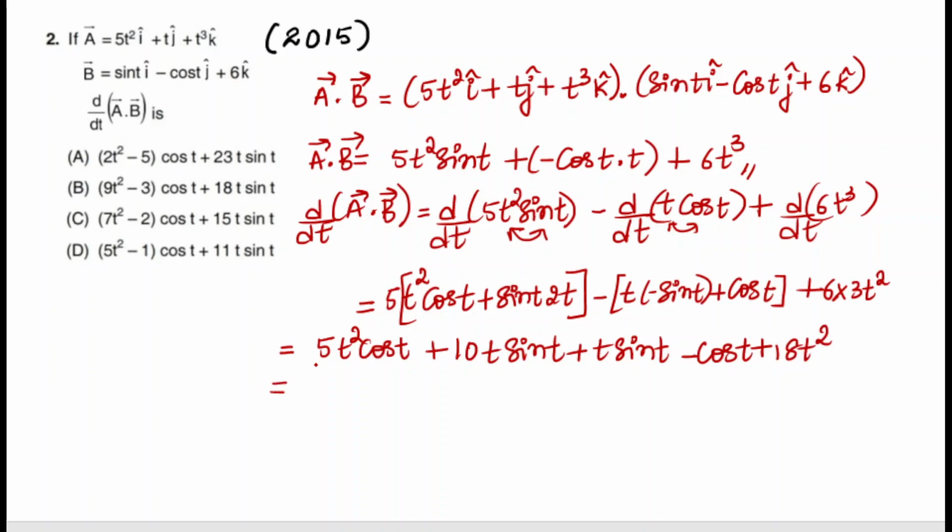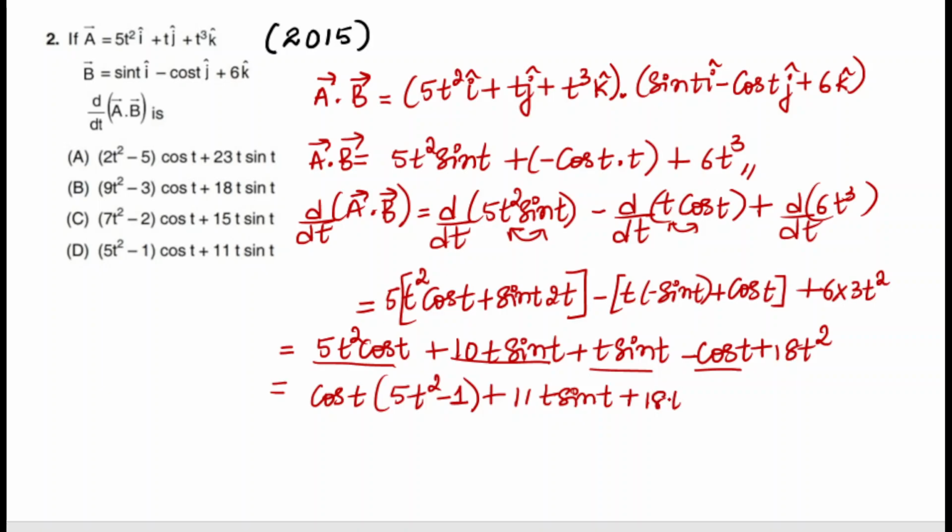Now on rearranging the terms, from these two terms I can take cos t common. If I take cos t common, what is remaining inside the bracket? 5 times t square minus 1. Now plus 10t sin t plus t sin t, it will be 11 times t sin t plus 18 times t square. Now check which option is the right option.